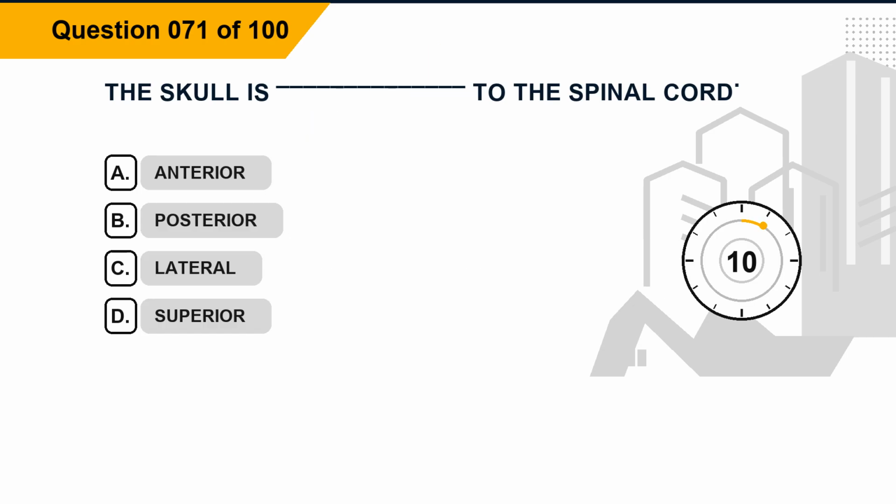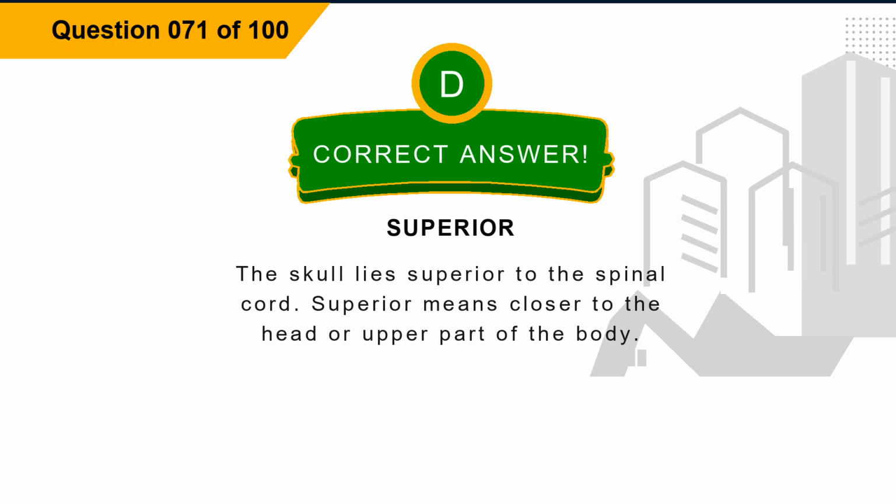Question 71. The skull is blank to the spinal cord. Option A, anterior. Option B, posterior. Option C, lateral. Option D, superior. The correct answer is option D, superior. Explanation: the skull lies superior to the spinal cord. Superior means closer to the head or upper part of the body.